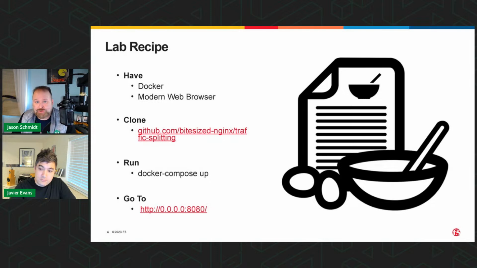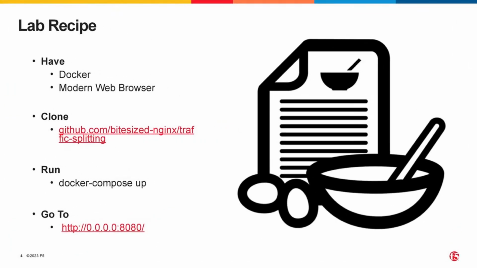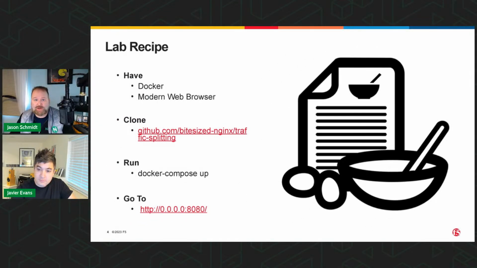So the lab we're going to do today is part of us doing bite-sized bits of NGINX and talking to folks on how to do them. You need to have Docker, you need to have a modern web browser, and you're going to need to clone our repository. From there we're going to do a Docker compose up, and we're going to head out to a website hosted locally by one of those containers.